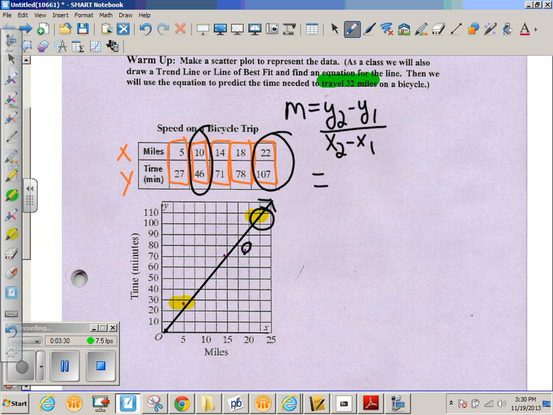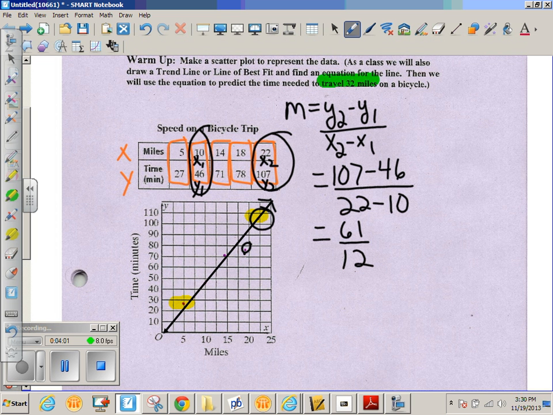I'm going to say this is my y2 and my x2. This is my x1 and my y1. That's going to keep my numbers positive to start with the larger numbers. So I've got 107 minus 46 on the top, and I have 22 minus 10 then on the bottom to calculate my slope. When I do that, I end up with this 61 over 12. Well, you guys, that is so close to 5. That is actually 5.08. I'm just going to call my slope 5 for this equation.